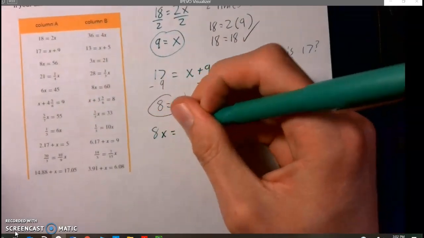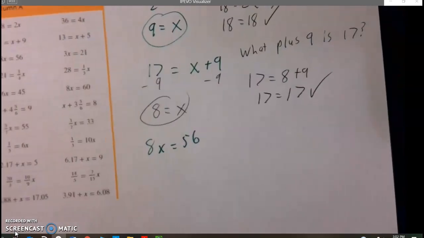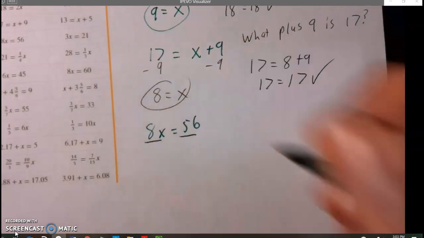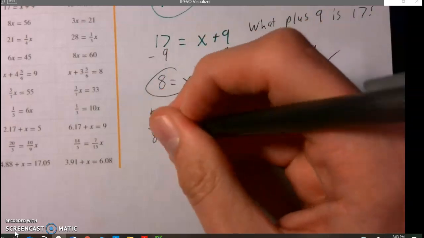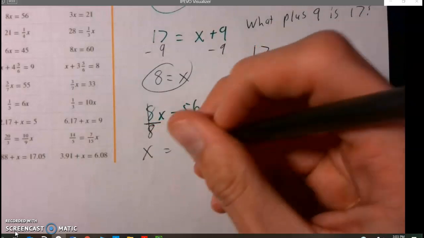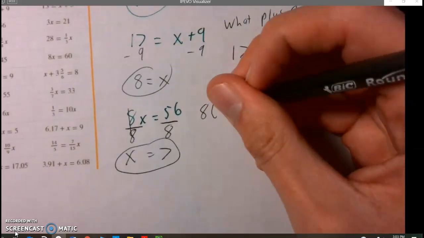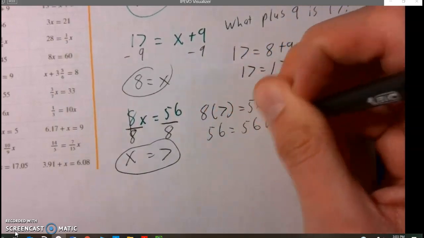8 times what is 56? So I know that 8 times 7 is 56. To solve it algebraically, we're going to do our inverse operations. The opposite of multiplication is division. 8 divided by 8 will just get me to 1x, and 56 divided by 8 is 7. Checking my work, 8 times 7 is 56, and that is true.